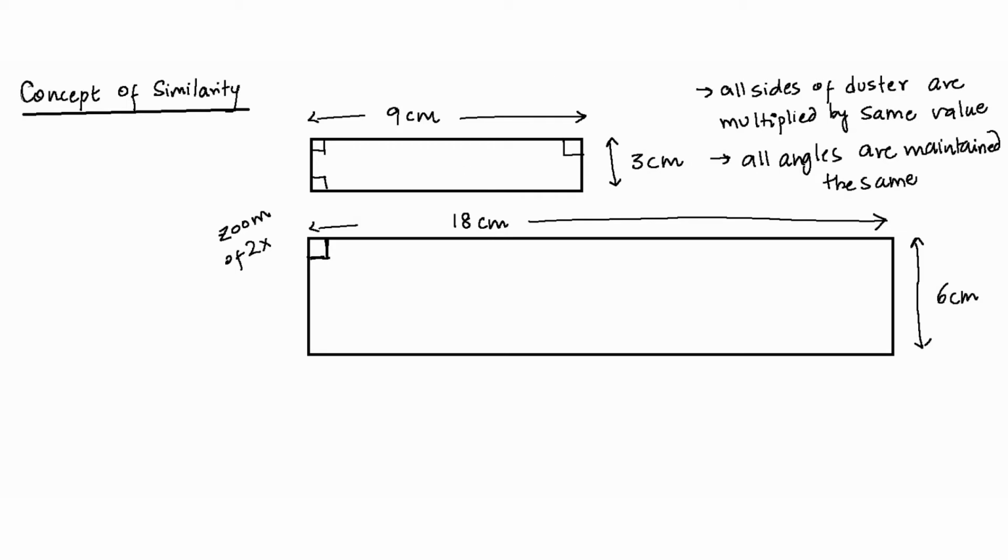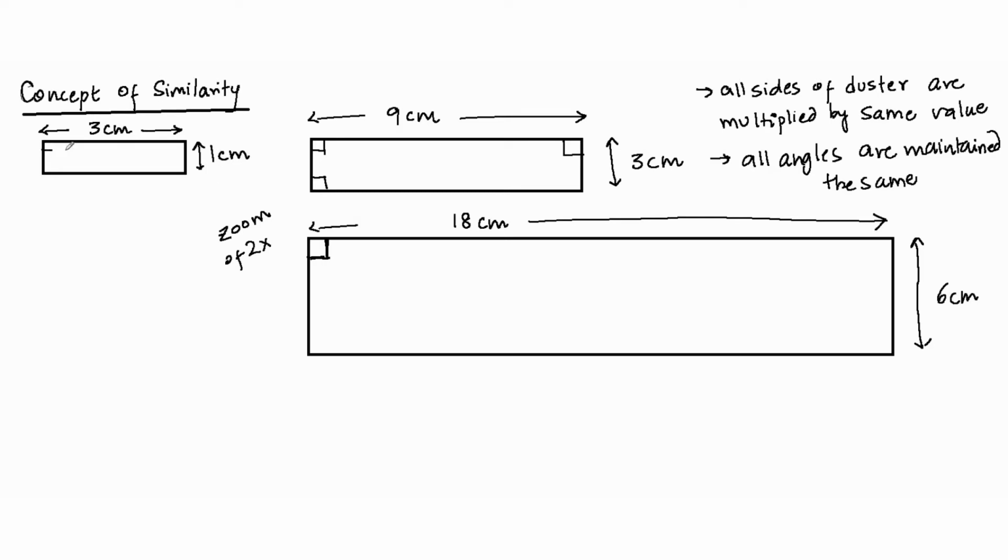So these are two similar rectangles. On the other hand, if I decided to take a smaller photograph, that is a diminished image, let's assume that each side of this duster was multiplied by 1/3. That is, the length became 3 centimeters. If the length became 3 centimeters, it's not difficult to notice that the breadth would have become 1 centimeter, because 9 divided by 3 is 3. So the length is getting divided by 3, therefore the breadth should also get divided by 3. So the length is 3 centimeters and the breadth is 1 centimeter.